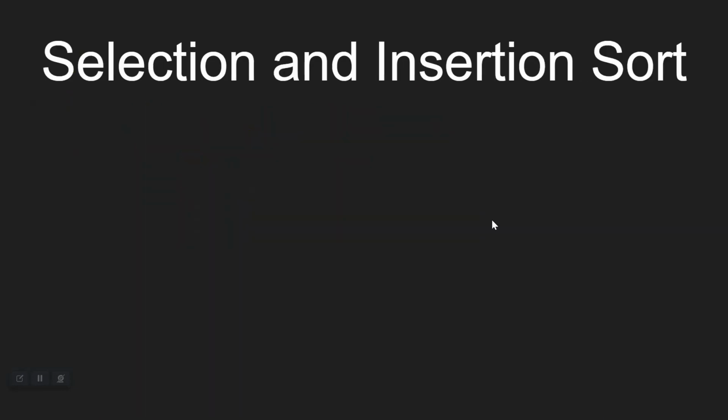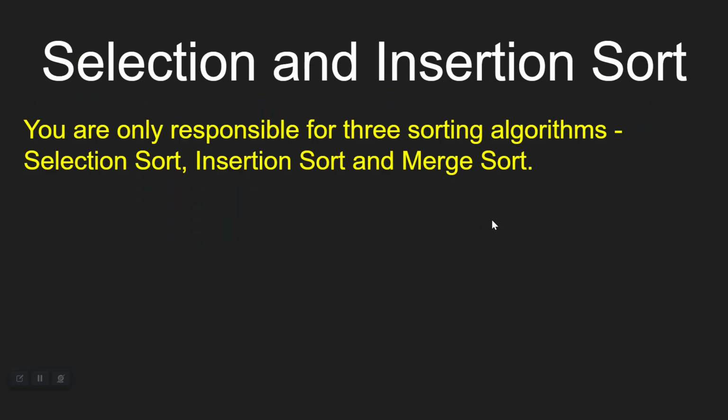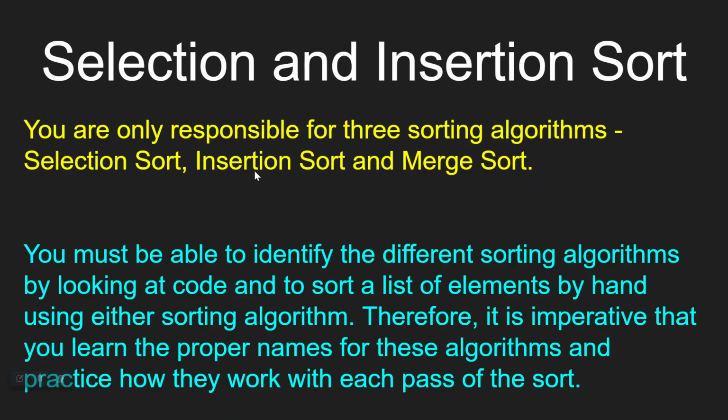All right, well, let's look at a couple of things to keep in mind moving forward here. For the selection and insertion sort, you are only responsible for 3 sorting algorithms: the selection, the insertion, and the merge sort. So that is good to know. You must be able to identify the different sorting algorithms by looking at the code, and to sort a list of elements by hand using either sorting algorithm. So just like I demonstrated in here with all of those numbers and sorting things out, you just need to know how it works and be able to trace that through. Therefore, it is imperative that you learn the proper names for these algorithms and practice how they work with each pass of the sort.